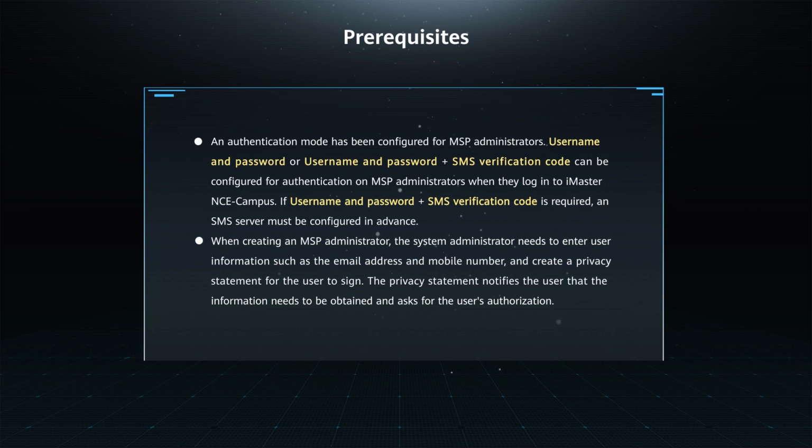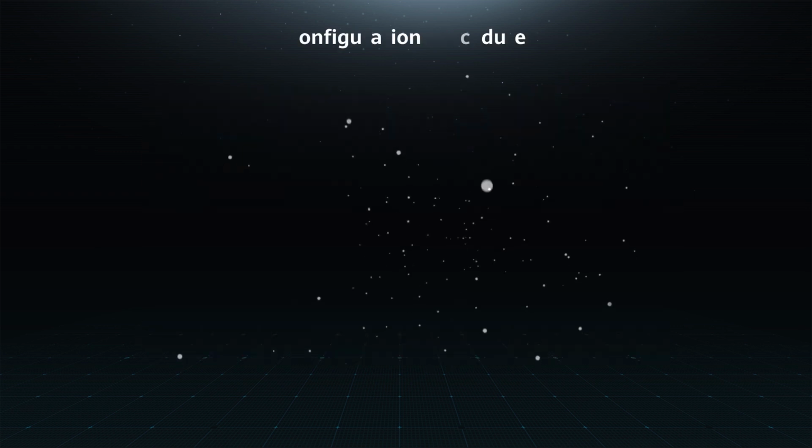When creating an MSP administrator, the system administrator needs to enter user information such as the email address and mobile number, and create a privacy statement for the user to sign. The privacy statement notifies the user that the information needs to be obtained and asks for the user's authorization.